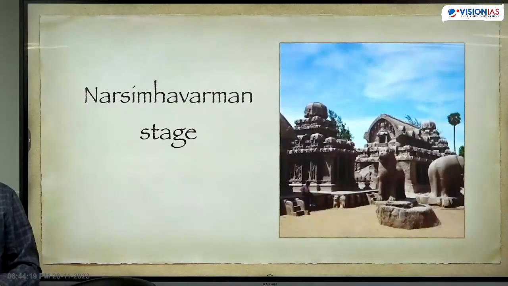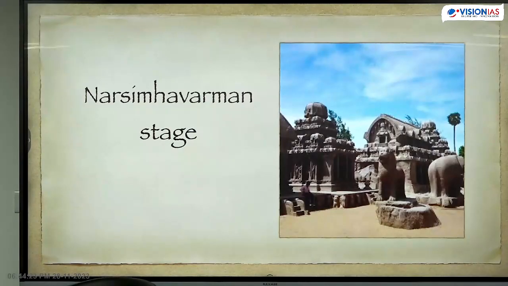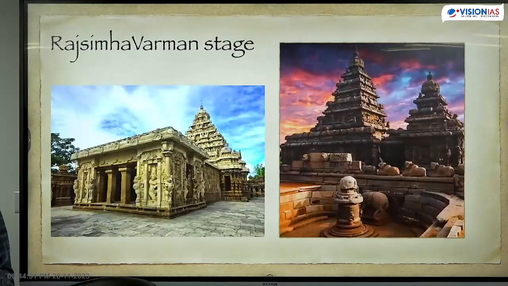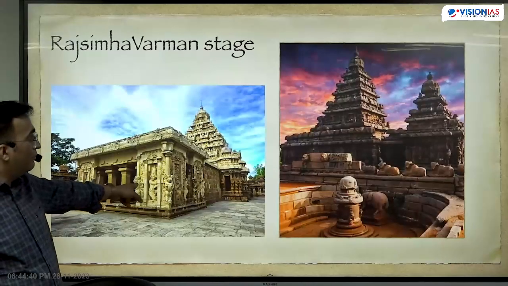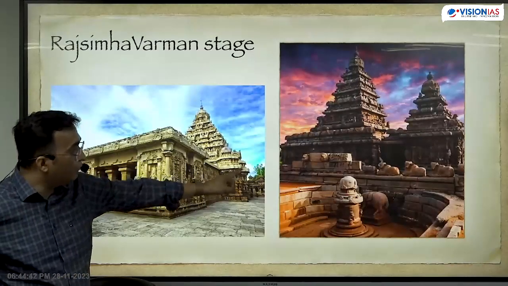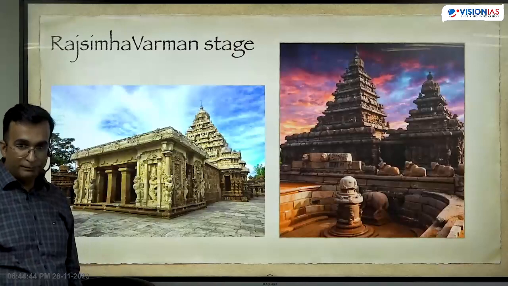Then this is the Narsimhavarman stage, the Rath of Mahabalipuram. Okay, so the Pandav Rath. So Yudhishthir, Bhim, Arjun, Nakul, Sahadev and Draupadi Rath. So these all were created. Rajasimha Varman stage. So this is the real stage of the development of the Dravida temple, and this temple is from Kanchipuram. So Kailasnath temple of Kanchipuram, and this is the shore temple of Mahabalipuram. Okay?